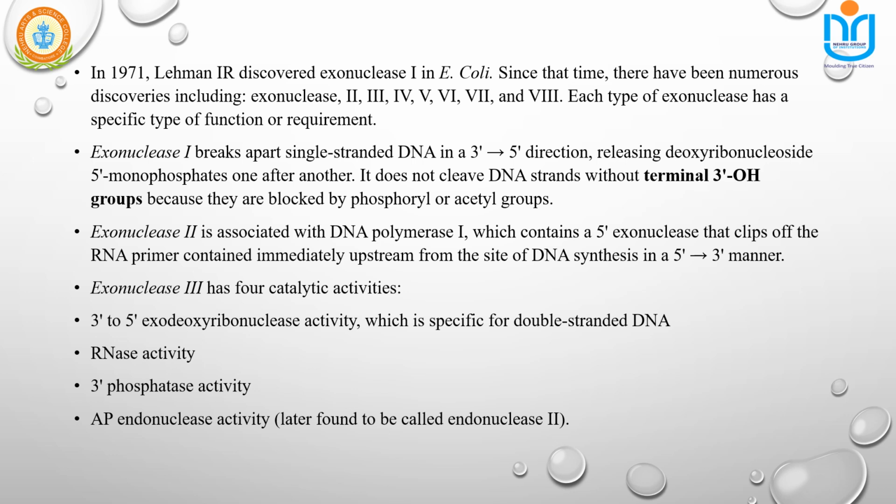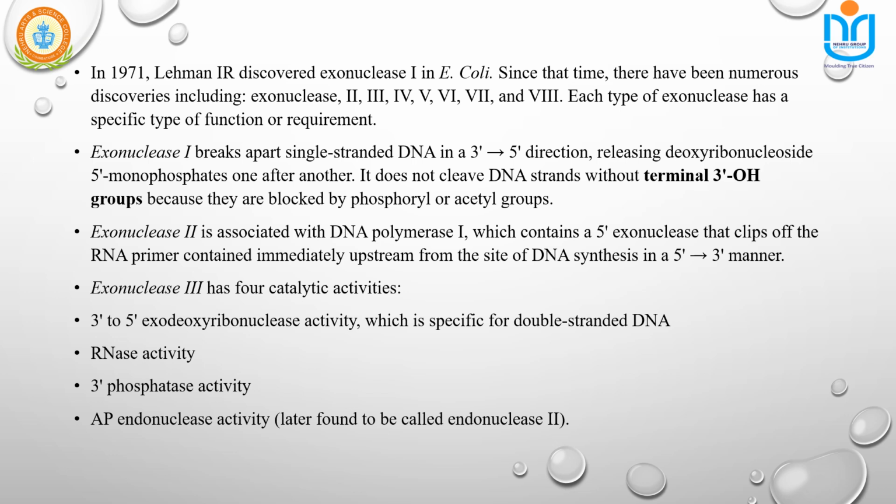In 1971, Lehman discovered nuclease in E. coli. Since that time, there have been numerous discoveries including exonuclease 2 to 8. Each type of exonuclease has a specific type of function or requirement. Exonuclease 1 breaks apart single-stranded DNA in a 3' to 5' direction, releasing deoxynucleoside 5' monophosphates one after another. It does not cleave DNA strands without terminal 3' OH groups because they are blocked by phosphoryl or acetyl groups.